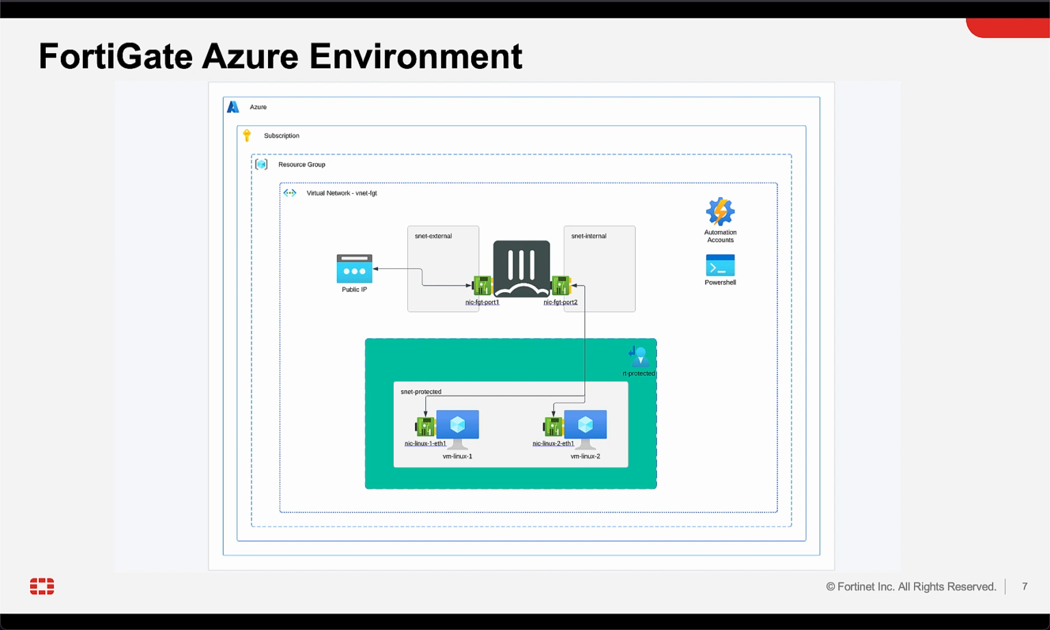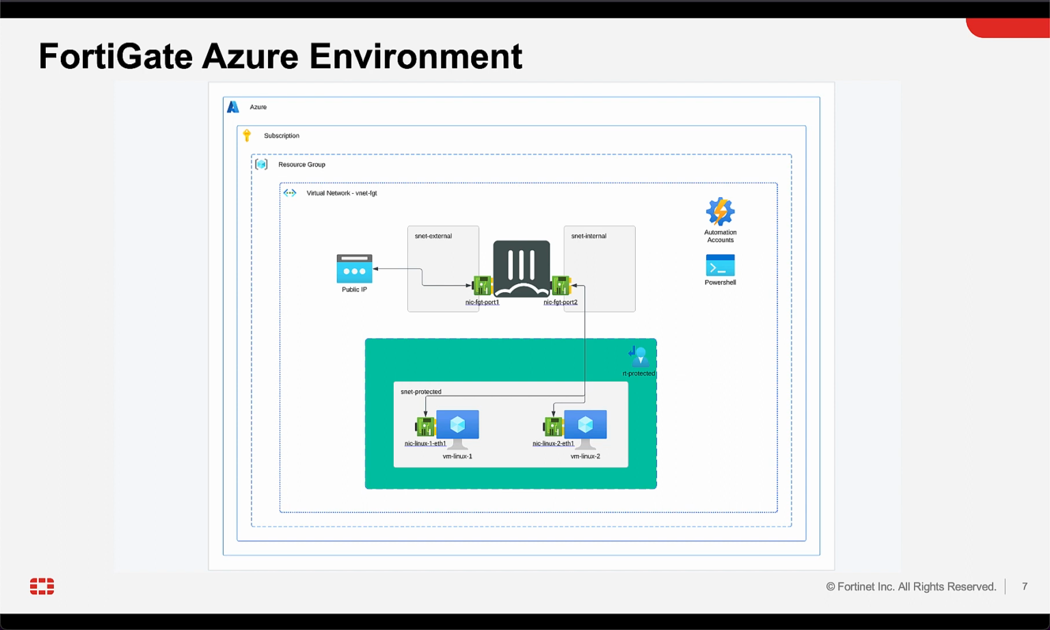The external interface of the FortiGate is where unprotected, uninspected traffic is coming. The internal interface of the FortiGate is where the inspected traffic is exiting, or the return traffic from the backend workloads is coming back through the FortiGate and being sent back out to the requester.